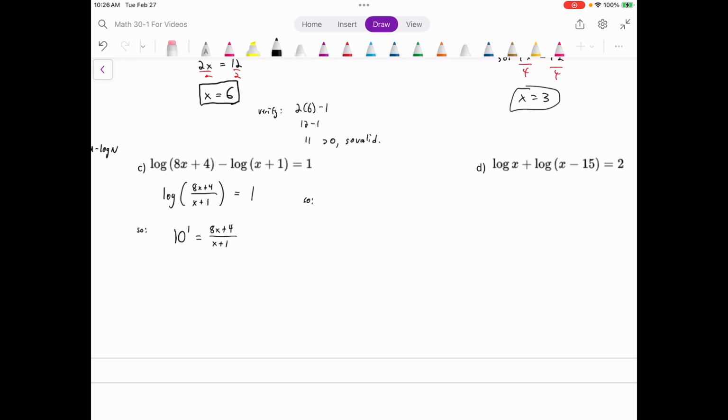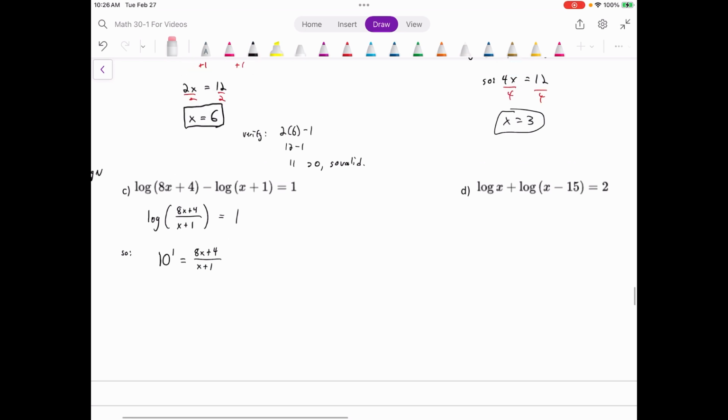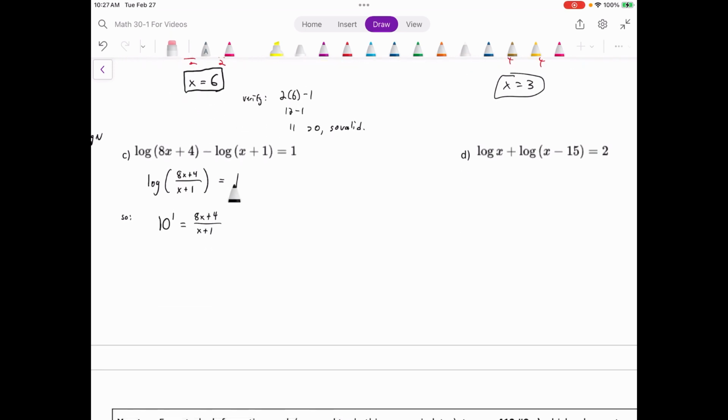Might seem a little weird. Sometimes, though, this is a strategy that comes in handy. It can often be a good way to move forward. We could have also thought of this way. If we wanted to use the strategy we used in A and B, we could have tried to figure out a way to write 1 as a log with a base 10, right? Because that would have both sides being a log with a base 10. So how could I do that?